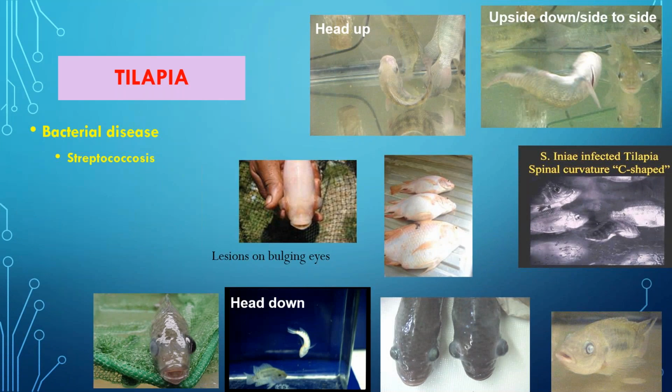Especially about tilapia, a very famously cultured species in cage cultures in reservoirs, particularly pan-India. The bacterial disease is streptococcosis. The major symptoms or signs are head up and head down, that is erratic swimming of the fish, followed by lesions on the bulging eyes, then spinal curvature, and excessive mucus secretion. These eventually lead to gradual, unstoppable mortality in the entire tilapia culture.